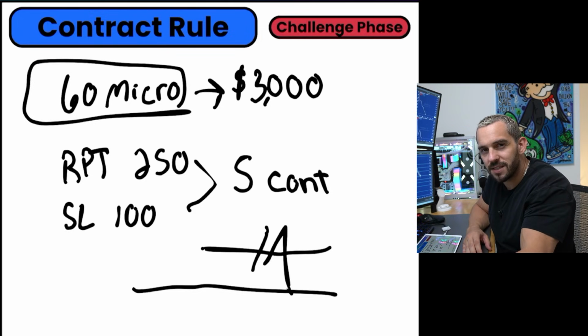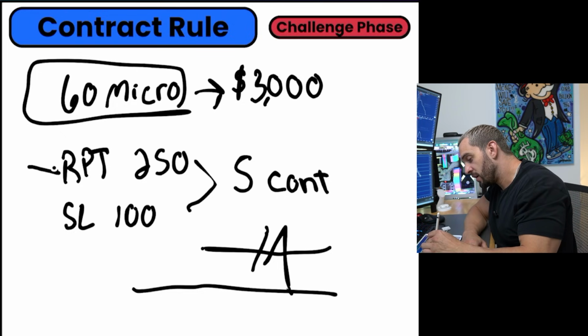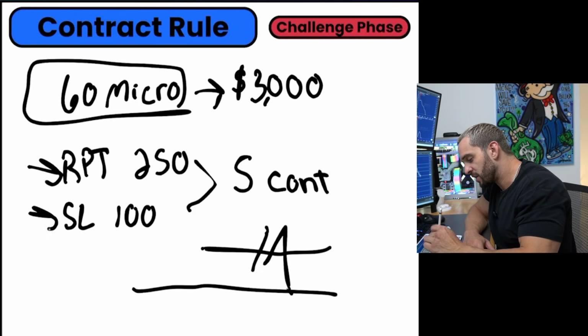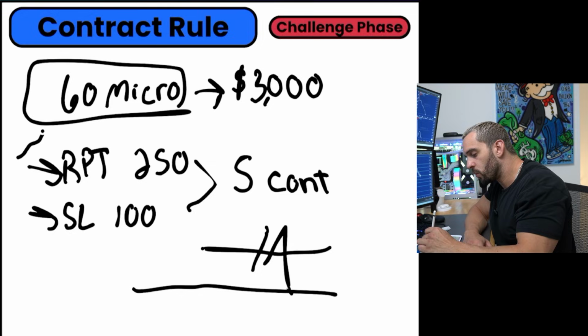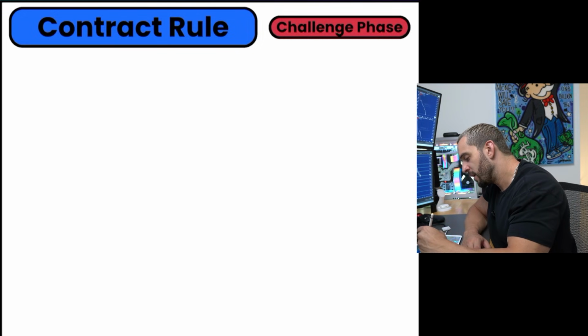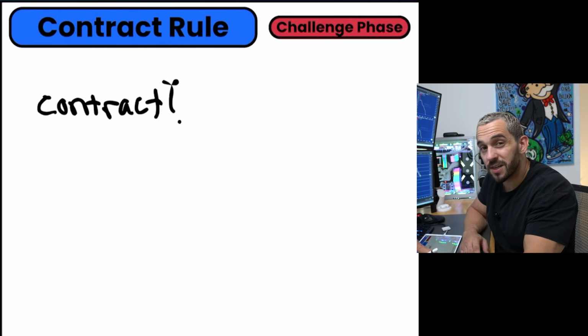60 micros that these guys allow you to have. They give you the opportunity to do that on purpose. So as long as you're sticking to your 250, whatever number it is, as long as you're sticking to your risk per trade and your stop loss size, you will never need to worry about maxing out these contracts. So what you do want to do is find out what contract size to use. If I'm not going to be using 60, how do I figure out what contract size to use?